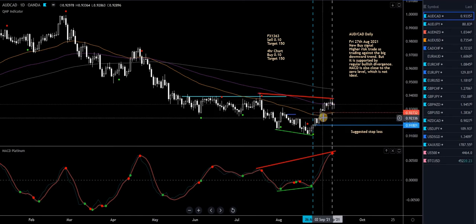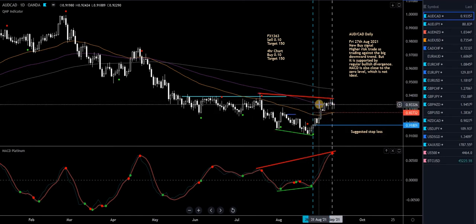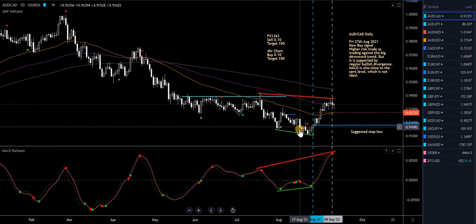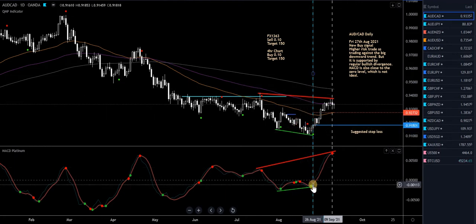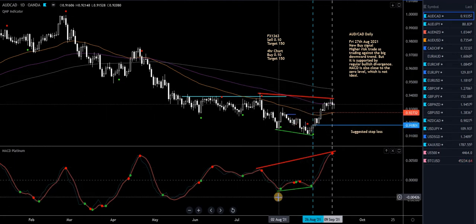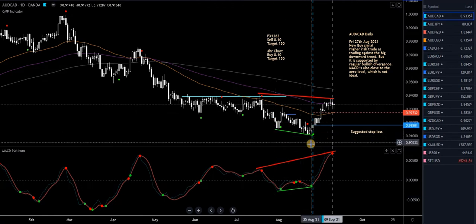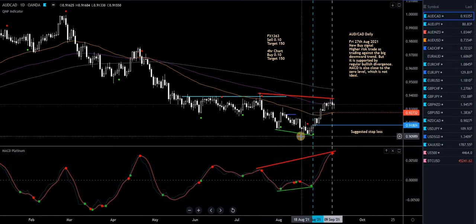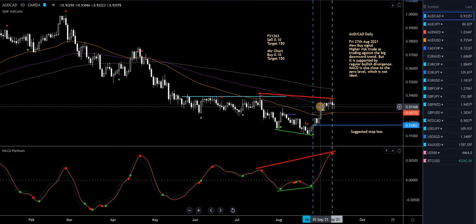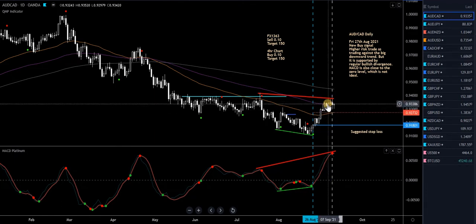It's gone up nicely. This is against the trend, a high risk trade. It's going into the trend by the MAs, and the MACD platinum is only just below the zero level. So we had regular bullish divergence there, as shown by the green trend lines. It went up nicely, popped up, and stayed up here.